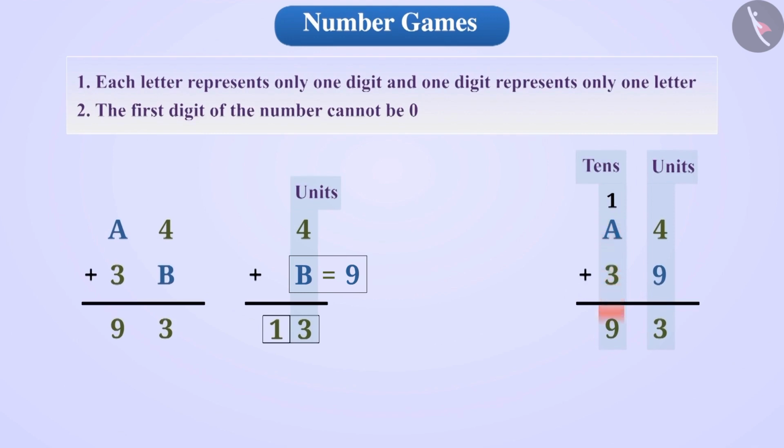Now in the tens place, we see that A plus 3 plus 1 is equal to 9. That is, if A plus 4 is equal to 9, then what will A be? Think for a while.